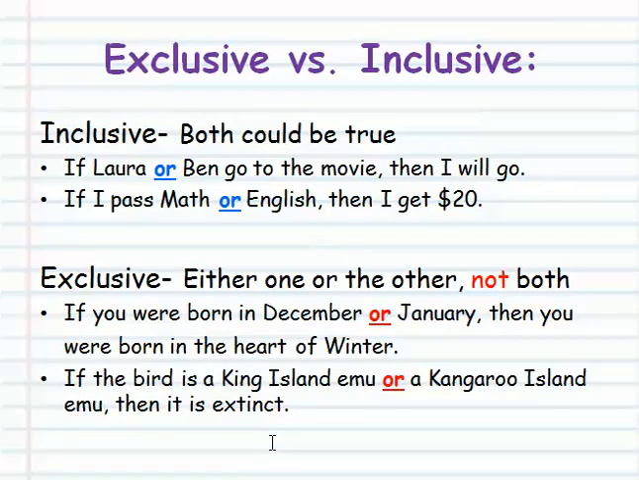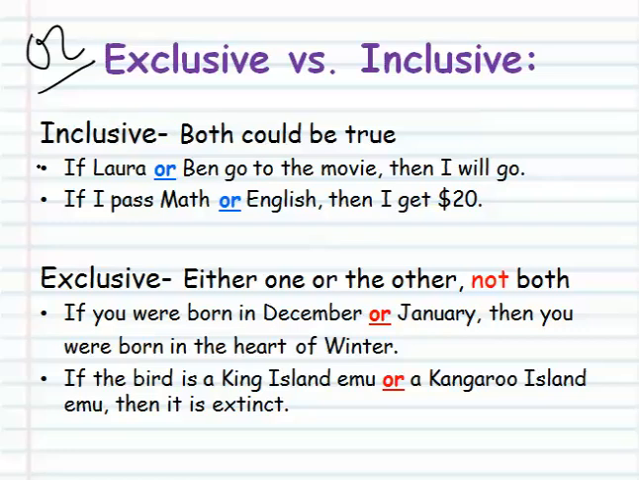Okay, let's look at exclusive or inclusive. That deals with the word or. An inclusive statement is when both of the two statements that are combined with the or can be true. They don't have to be true, but they could be. So these examples would be if Laura or Ben go to the movie, then I will go. So Laura can go, and then I will go. Or Ben can go to the movie, then I will go. Or both of them can go, and then I will go. See how it can work three different ways?